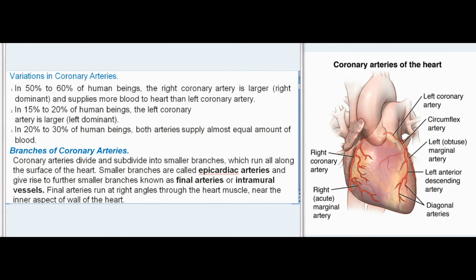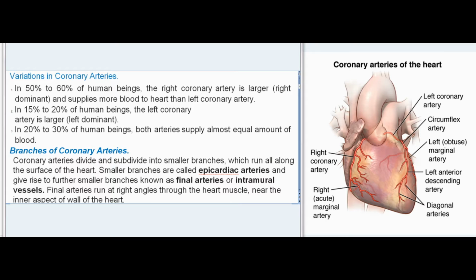Variations in coronary arteries. In 50% to 60% of human beings, the right coronary artery is larger, right dominant, and supplies more blood to heart than left coronary artery. In 15% to 20% of human beings, the left coronary artery is larger, left dominant. In 20% to 30% of human beings, both arteries supply almost equal amount of blood.